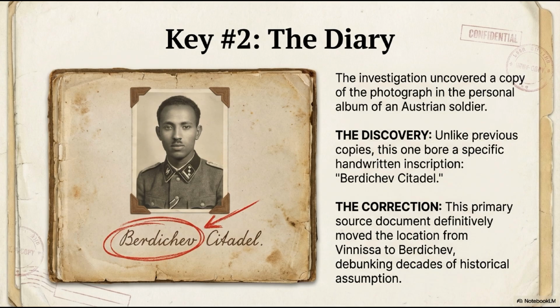The weakness right now is that the piece leans so heavily on the tech. The up to 99.9% match is front and center. But the other huge breakthrough, correcting the location from Vinnitsa to Berdichev, is treated almost like an afterthought. Right, it's just presented as, oh, they found a similar photo in a soldier's diary. It makes the most crucial piece of historical correction feel secondary to an algorithm. And it wasn't secondary at all.